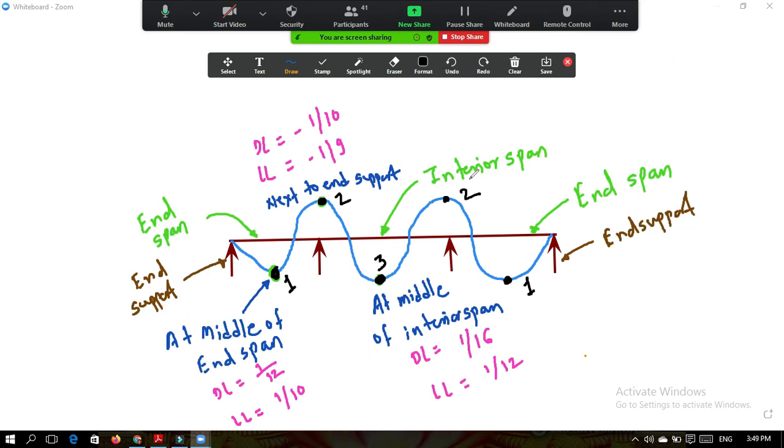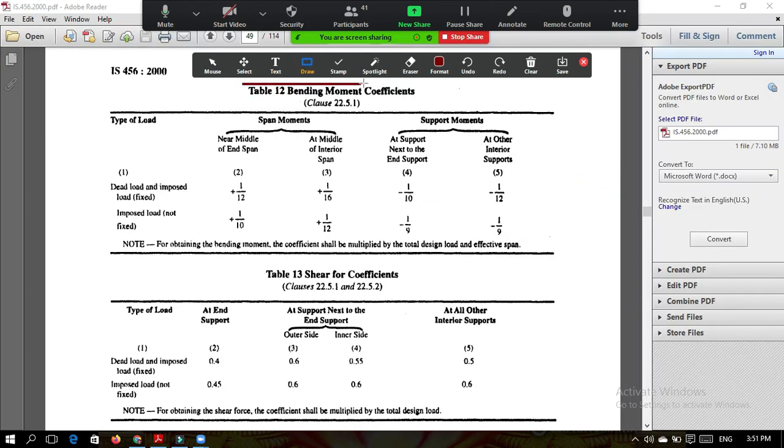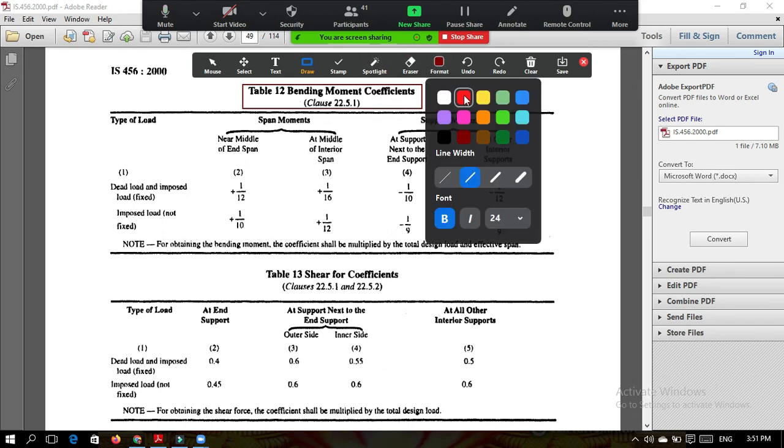Now we will move to the IS code. Have you drawn this diagram? First draw the diagram. This is a very important diagram, so we will understand the problem, what we are doing, where we are actually calculating the bending moments. That is Table number 12, bending moment coefficients, clause number 22.5.1.